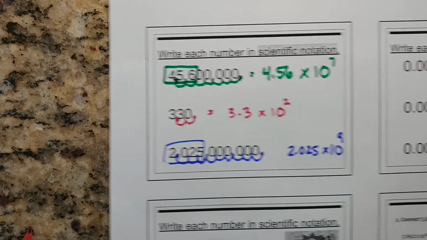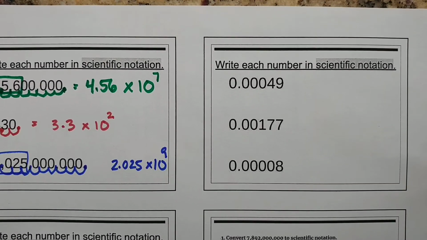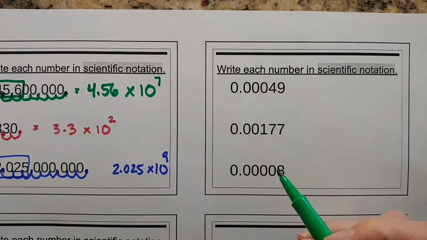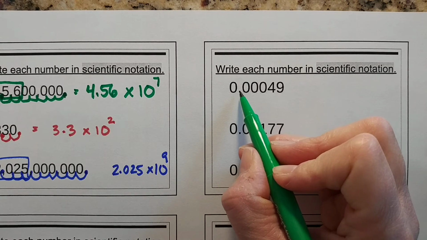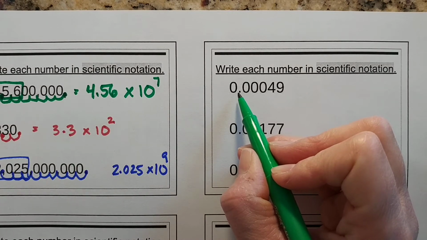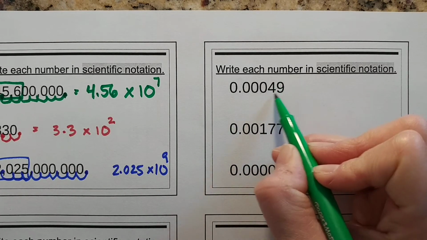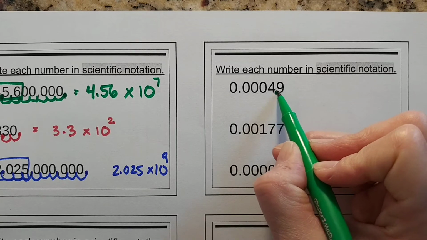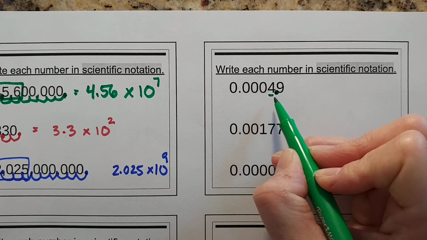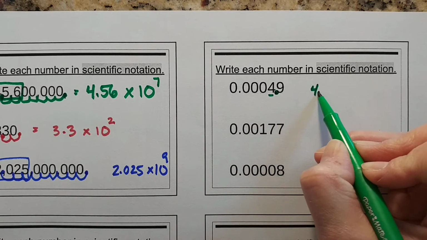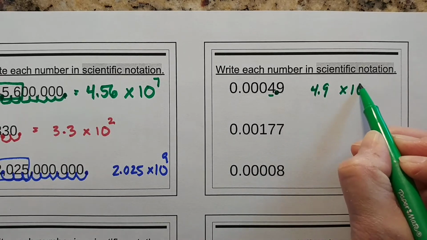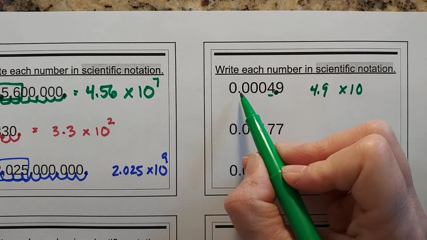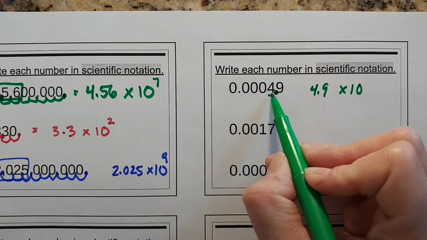Okay. Now let's take a look at small numbers. How is this going to be different? Okay, so I've got my decimal point way over here to the left. Where do we want it to be? Look at the non-zero digits, 4, 9. We want it to be 4.9, one digit to the left of the decimal point. So 4.9. Now we need to multiply it by a power of 10. Decimal point would have to move how many places?